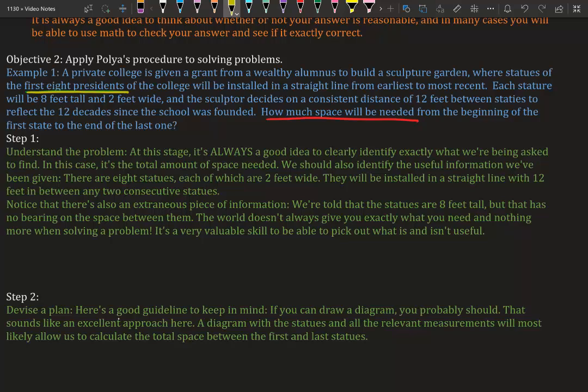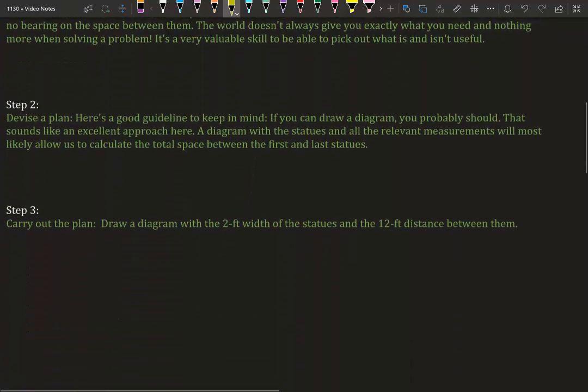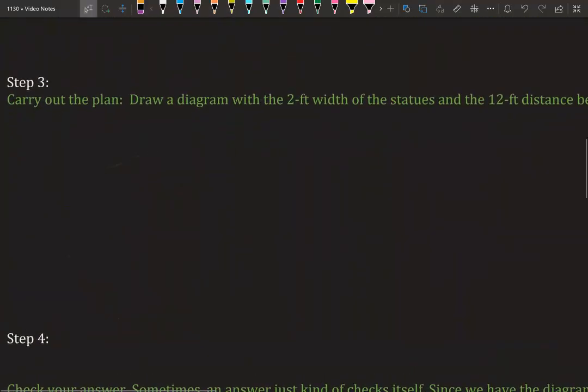We're going to have 8 statues. So let's draw each statue that's 12 feet apart. So we have one statue, and it told us that each statue is actually 2 feet wide. And then it says that we want them to be 12 feet apart. So that's one statue. Now we have another one.